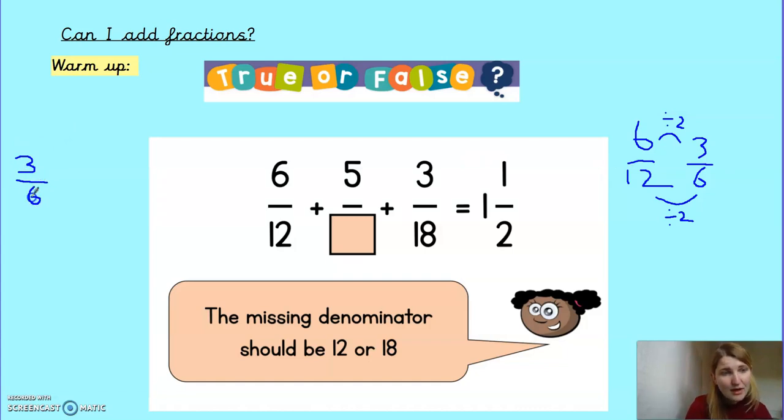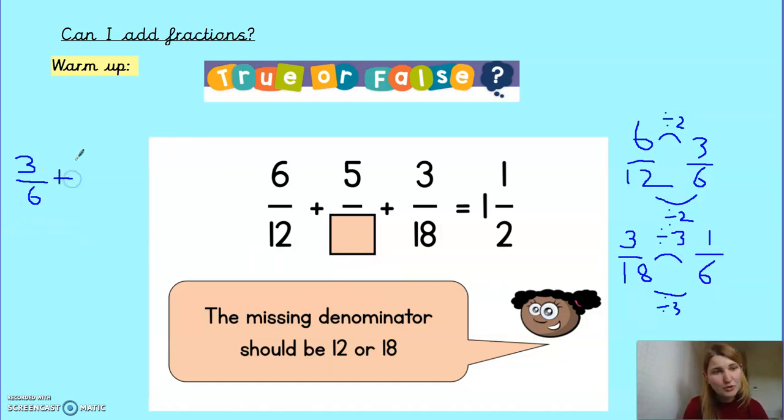Now, I'm going to do 3/18. If I wanted to turn 18ths into 6ths, I'm going to divide. Can you remember what you divide 18 by to get 6? I'm going to divide it by 3. And looking at the top, yes, I can do the same to the bottom as the top. 3 divided by 3 is going to be 1. So that's 1/6.